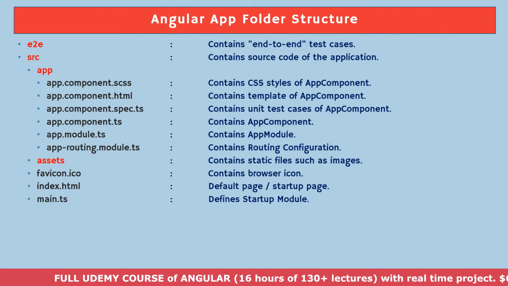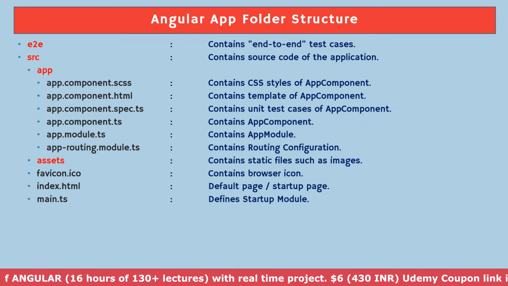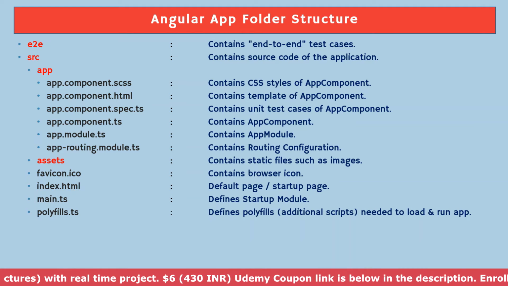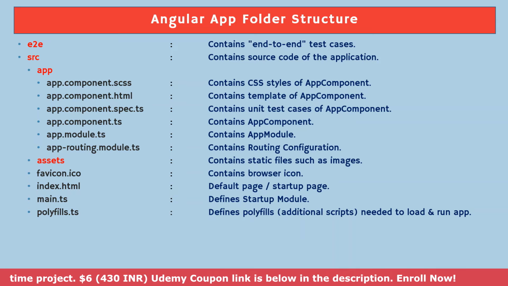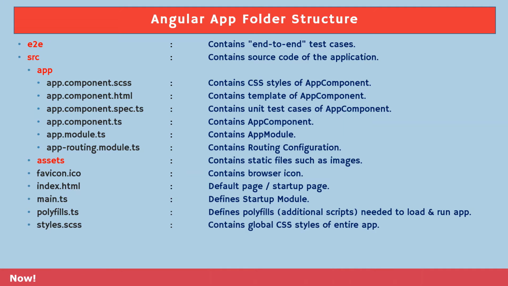The main.ts file defines the startup logic for the Angular application, which gets executed at application startup. The polyfills.ts file defines the set of third-party libraries, such as zone.js, which are needed to be loaded into the browser at application startup to run the Angular application. The styles.scss or styles.css file is the global CSS file, which contains the CSS that belongs to the entire application.